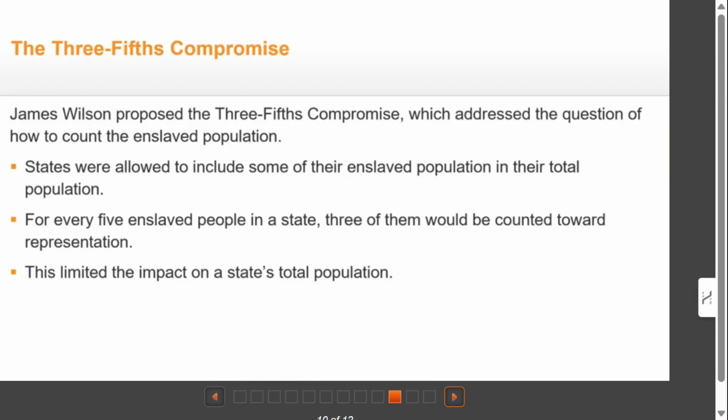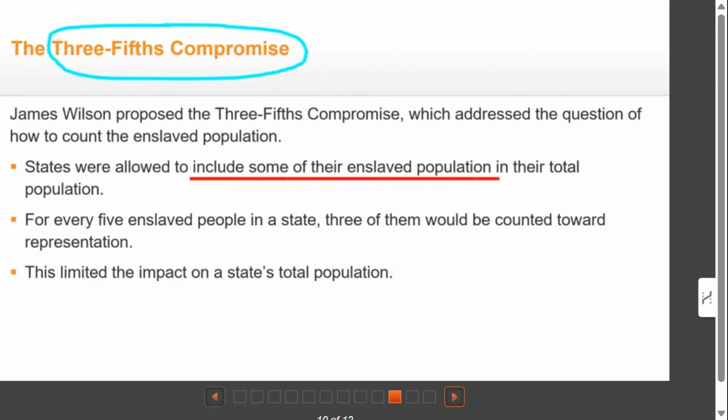James Wilson, a delegate from Pennsylvania and one of the 4 men pictured earlier in the lesson, proposed what became known as the 3/5 Compromise. Under this constitutional provision, states were allowed to include some of their enslaved population in their total population. For every 5 enslaved people in the state, 3 of them would be counted toward representation. This gave more power to Southern states, but limited their impact on representation in Congress.